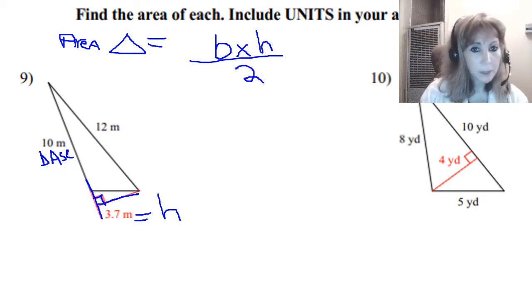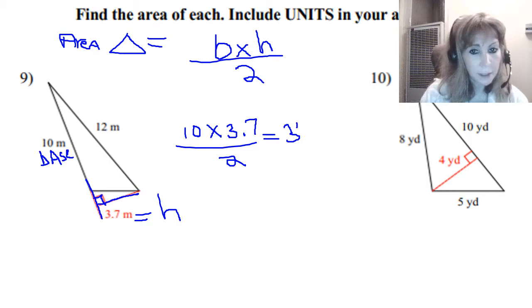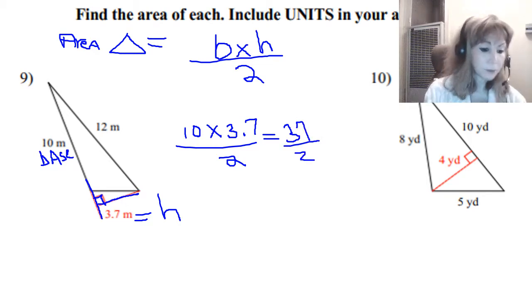So we're going to multiply the base, which is 10, times the height, which is 3.7, and then divide by 2. So 3.7 times 10 should be 37, and then divide by 2. You can use your calculator if you feel most comfortable. Whatever you're comfortable with.